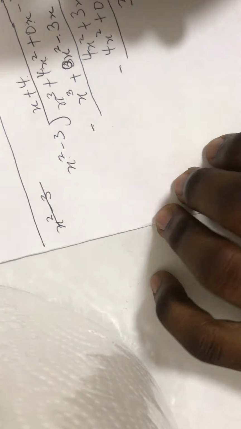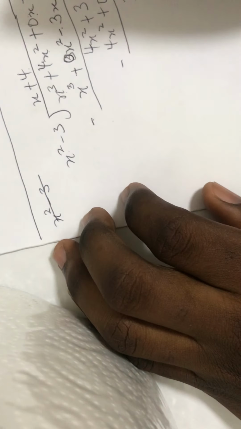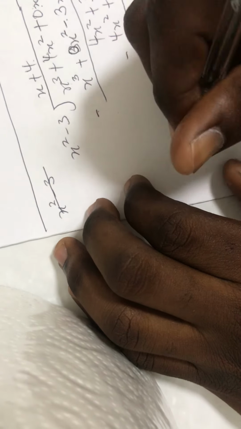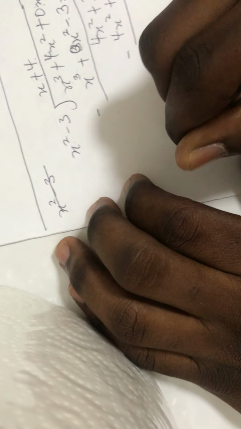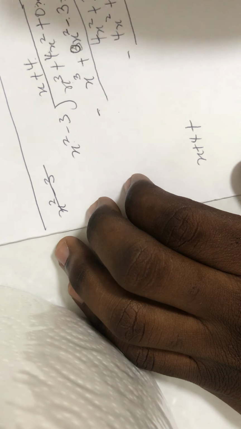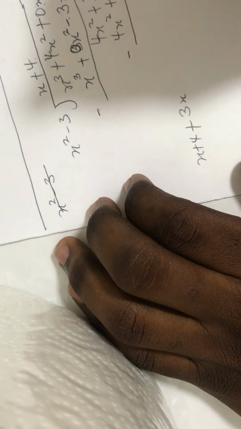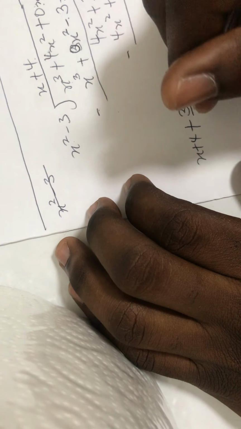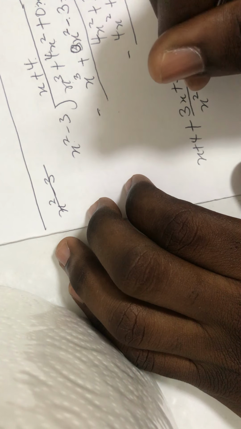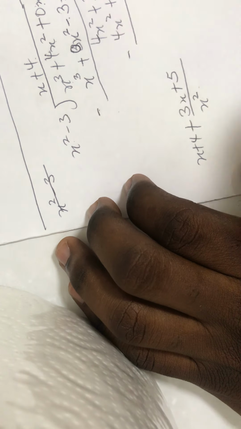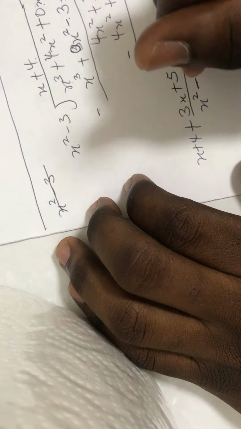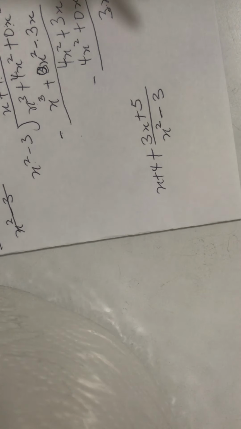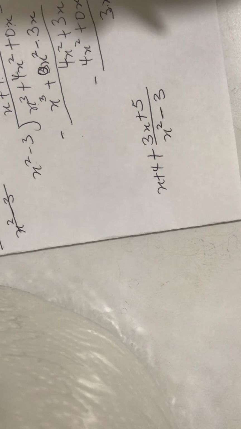So now there's a way you have to write it. So now when you are done, this is how you write it. So now the quotient, that's x plus 4, plus the remainder, that's 3x plus 5 over the divisor, and that will be x squared minus 3. I hope you get it.